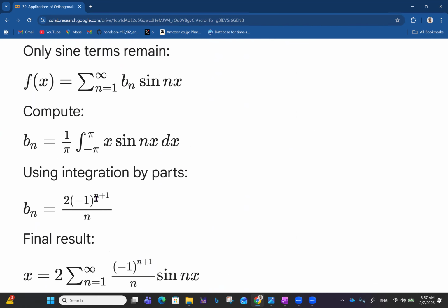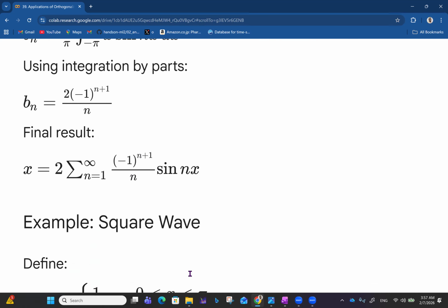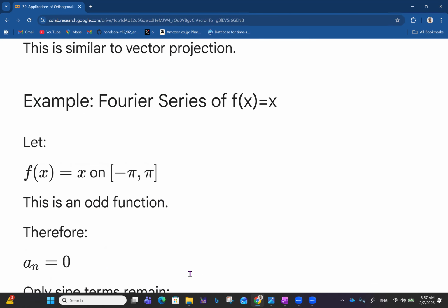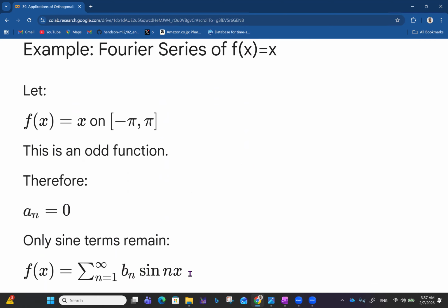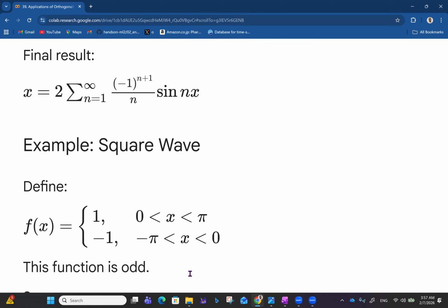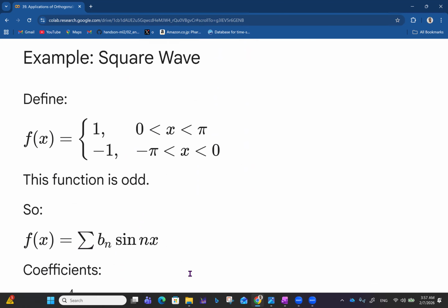If you want more detail on this, you can check my playlist on Fourier series, which I did in some detail. So bn is now 2 times minus 1 raised to n plus 1 over n. And the final result is x equals 2 times the summation from n equals 1 to infinity of minus 1 raised to n plus 1 over n sine nx. That's a very good example of how orthogonality plays into this, as sine and cosine are orthogonal.